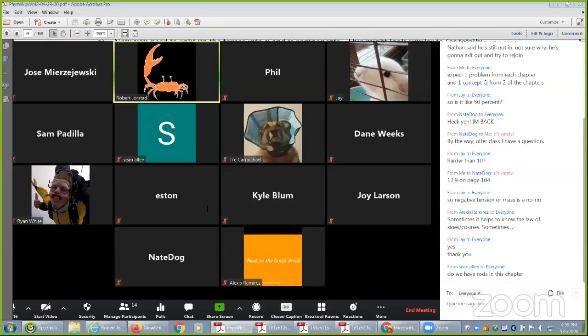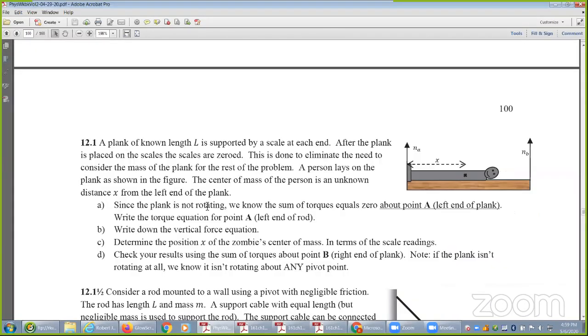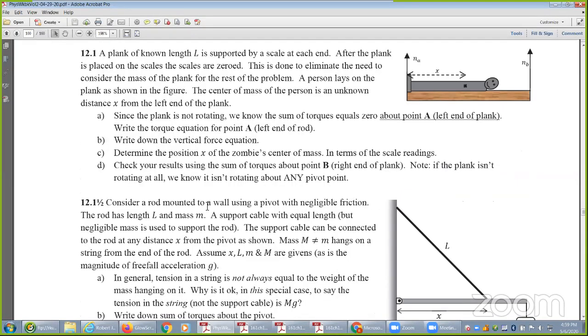All right. So we have a plank of known length L supported by a scale on each end. So I'm looking at 12.1, and this one's a nice one to start because everything is either up or down. We don't have to deal with cosine and sine yet. Now I'm going to try and show you a demo of this, and if I fail, you can let me know, all right? So let me see if I can do this.